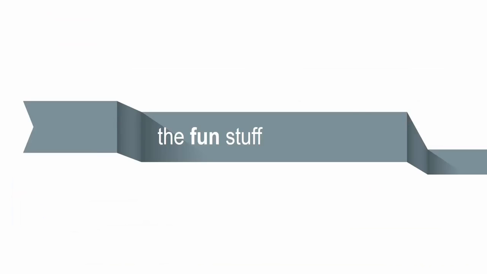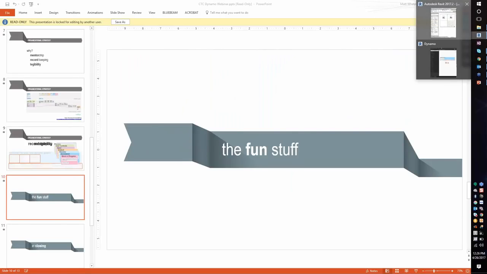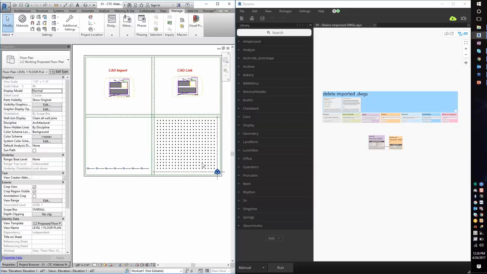So that's Corgan's Dynamo philosophy, kind of how we got into it, how we're approaching the application itself, and we definitely wanted to show you a few of the graphs that we've used. So I'll take you through a few of the more simple graphs, the more just straight pragmatic graphs that help people every day. First is delete imported DWGs.